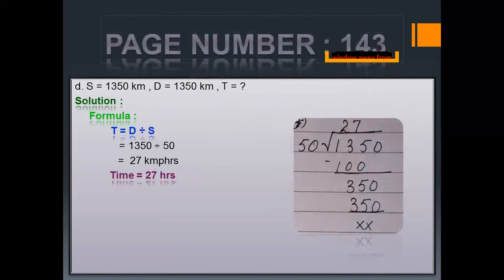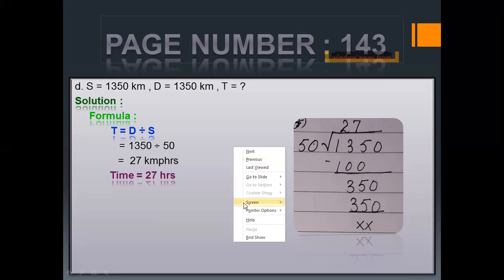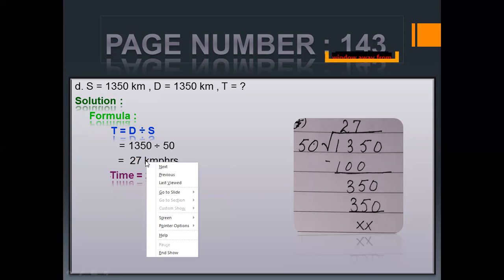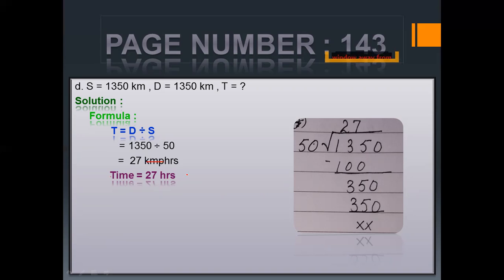In part D, S is given, D is given, and we will find the time. T is equal to D divided by S. D is 1350 and 50 is speed. When we divide both the quantities, we have 27 hours because the unit of time is hours. After dividing 1350 by 50, 27 hours is our required answer.